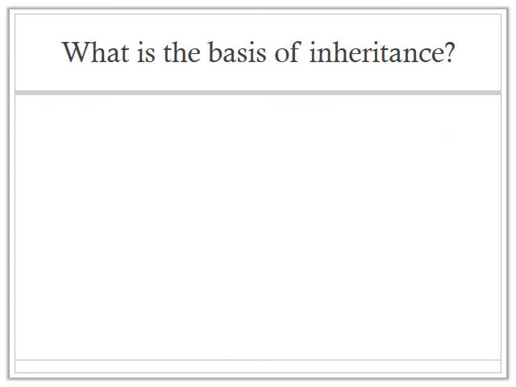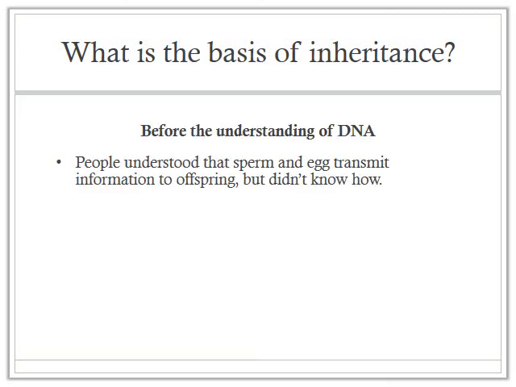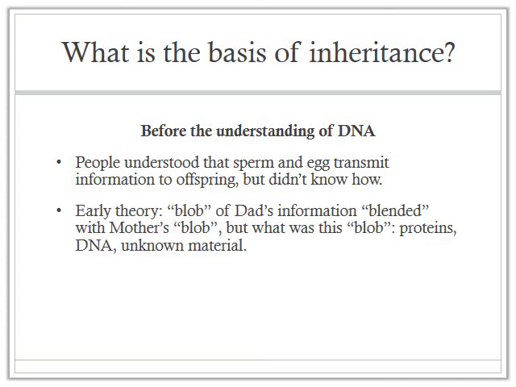What is the basis of inheritance? So before understanding what DNA was, scientists figured it had to do with something in the sperm and the egg. They knew that those two came together to form the new individual. So somewhere in those cells there was a transmitting of information to the offspring, but they didn't know what and they didn't know how. Early theories called it a blob. The blob of dad's information blended with the blob of mother's information would come together. But what was that blob?